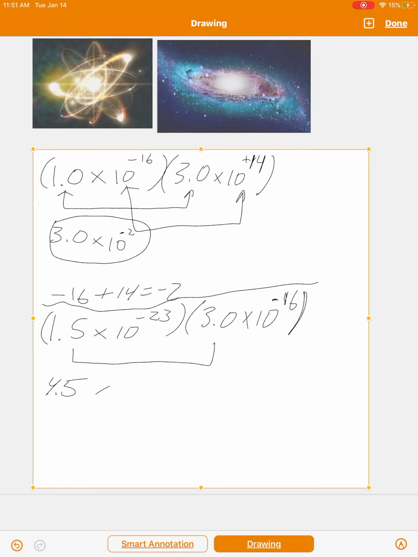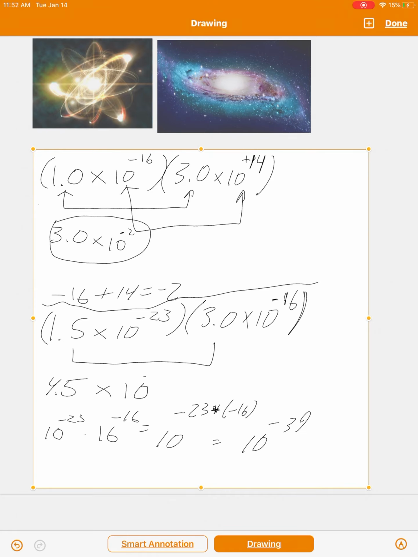And then you do the powers of 10. So now 10 to the minus 23 times 10 to the minus 16, you just add the exponents. So 10 to the minus 23 plus minus 16. Remember, when you're adding negative numbers together, you just add them like they were positive and then put a negative in front of it. So this would be 10 to the minus 39, because negative 23 plus negative 16 is negative 39. So there's our answer.